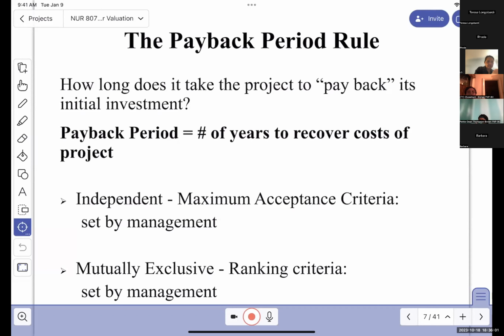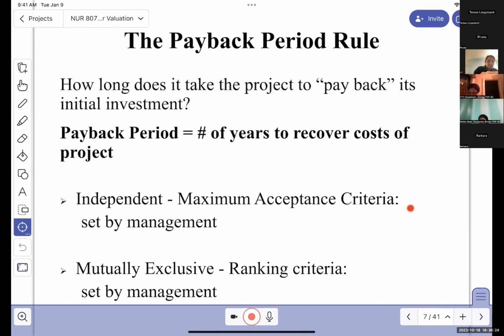So we call this the payback period. How long does it take the project to pay back its initial investment? It's pretty straightforward, but I want to talk about getting a little more precision. We define the payback period as the number of years to recover the cost of a project.